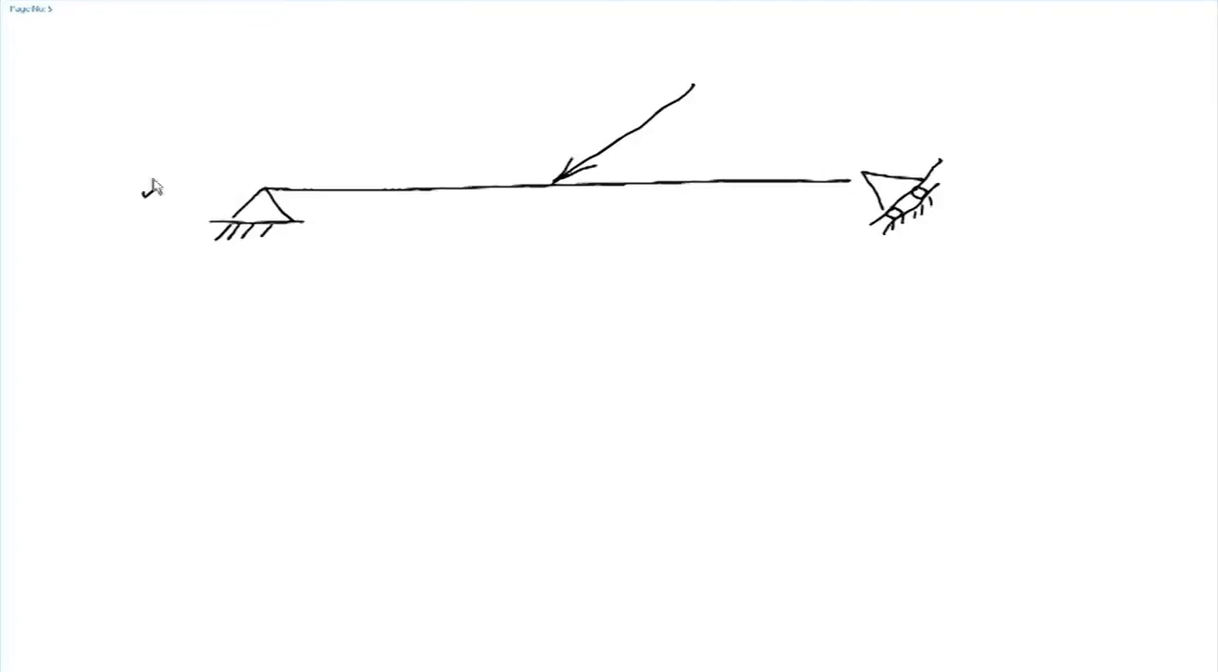So both are support reaction components, and the roller at the second end just depends on what the inclination is, whether it is sufficient to sustain the vertical and horizontal components applied at the beam. So what the final force will be depends on this angle theta and this angle beta, and on the point at which the load is acting. They will decide whether a horizontal reaction is present or not.